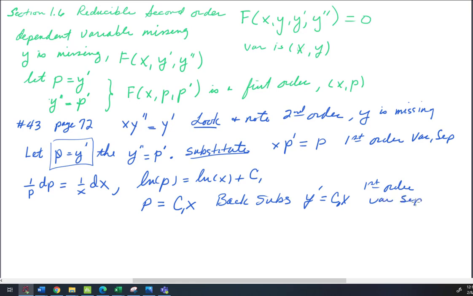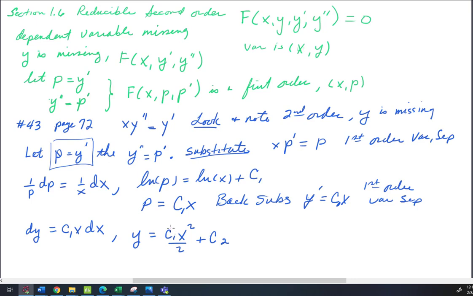And it's variable separable again, isn't it? First order variable separable. So I can separate those variables and write dy is equal to C1 x dx, and then integrate both sides, and you get y is equal to C1 x squared over 2 plus C2.